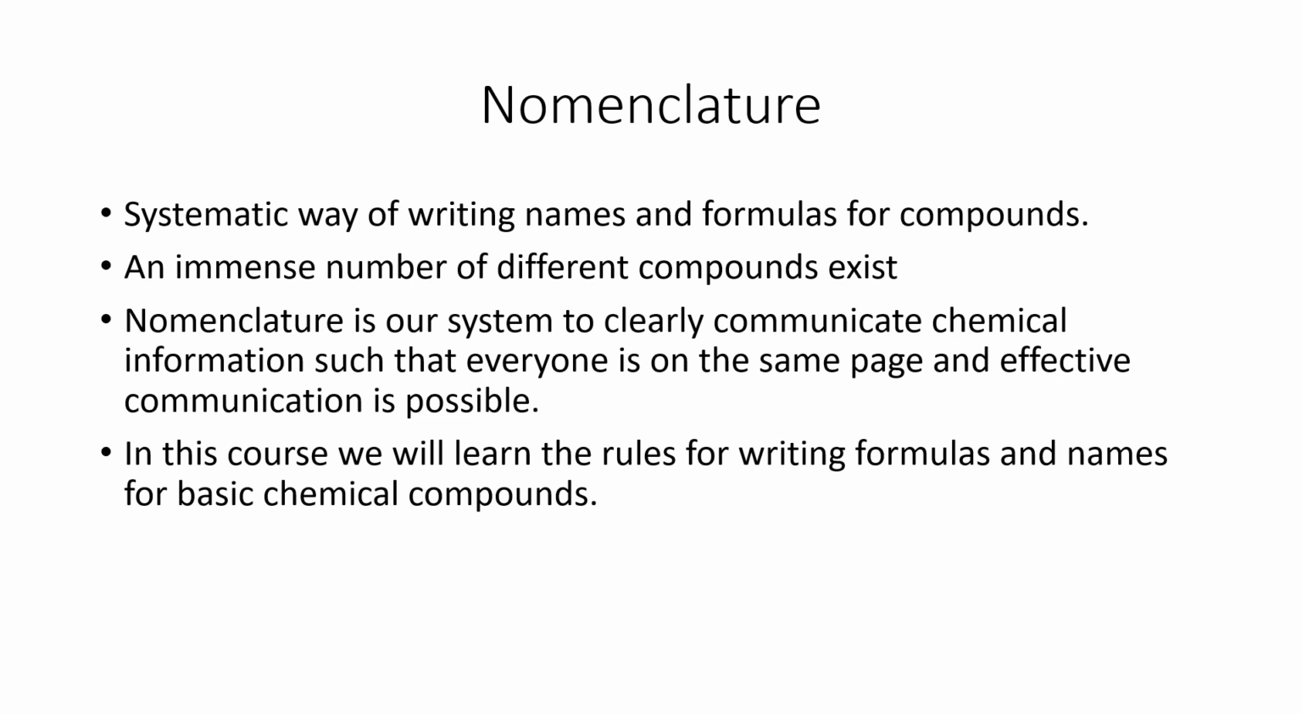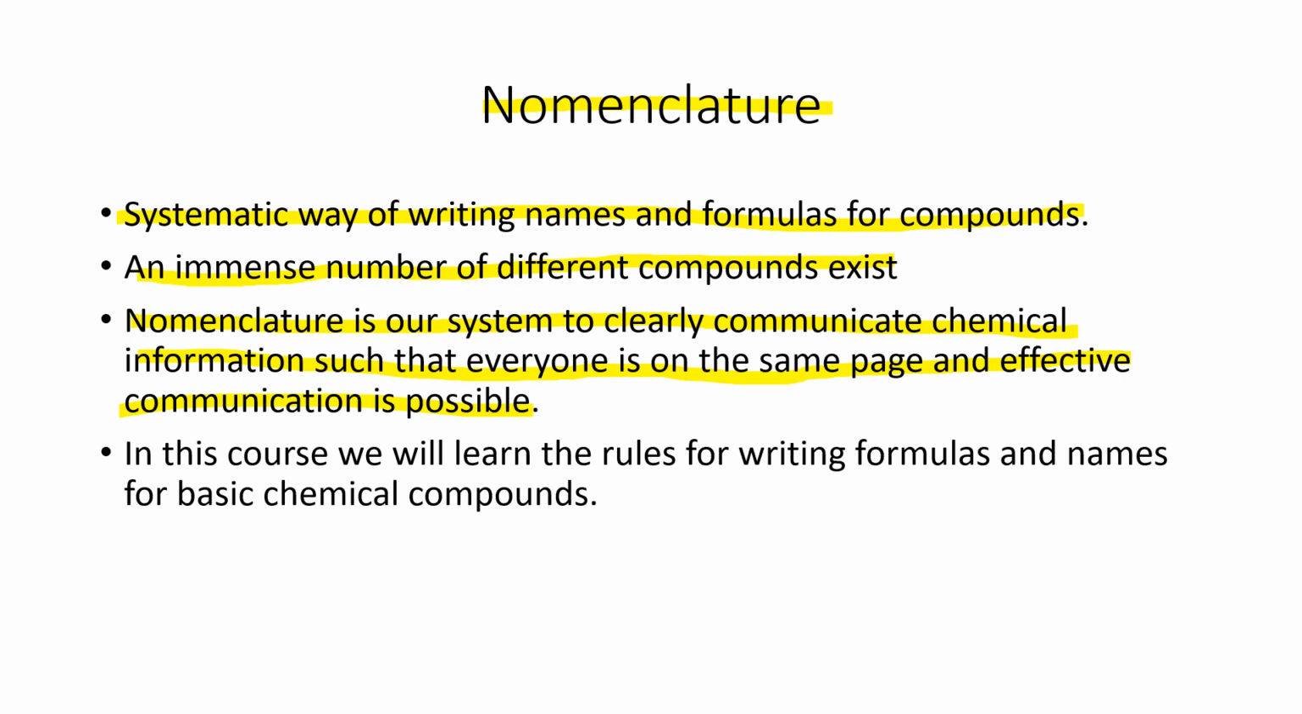So the second part of this presentation is on chemical nomenclature. Nomenclature is a systematic way of writing names and formulas for compounds. There's a huge number of different compounds that exist. The job of nomenclature is to have a system to clearly communicate that chemical information, such that everyone's on the same page and you can effectively communicate. Everyone's speaking the same language.